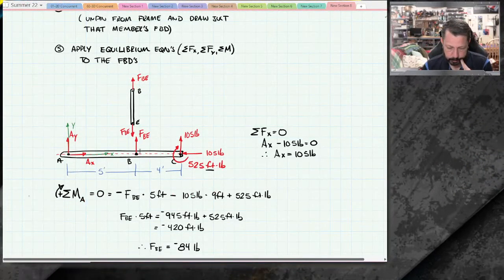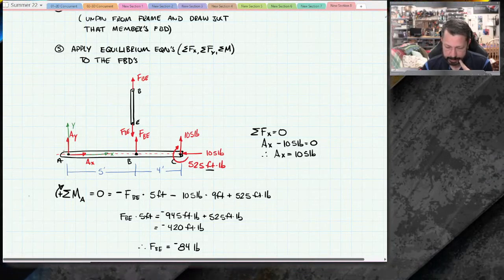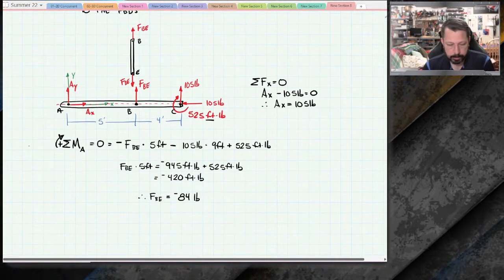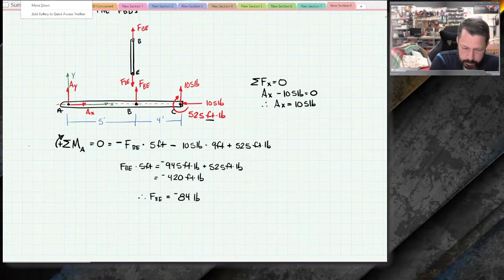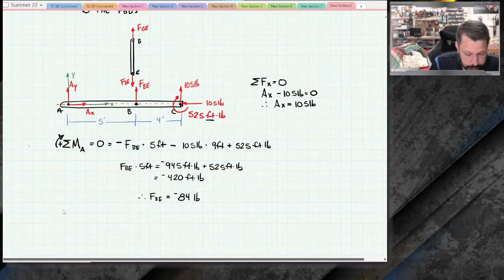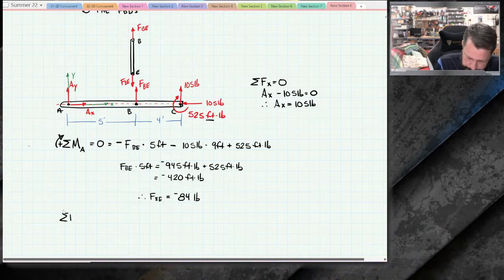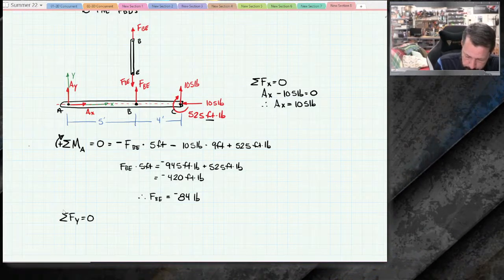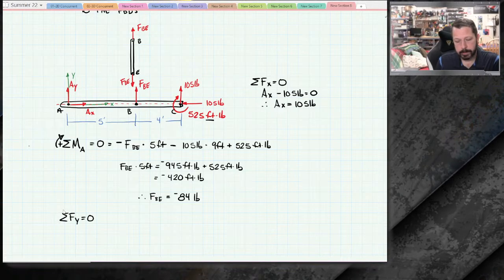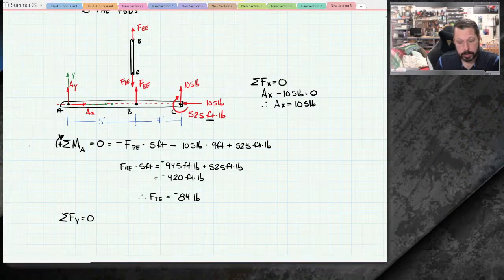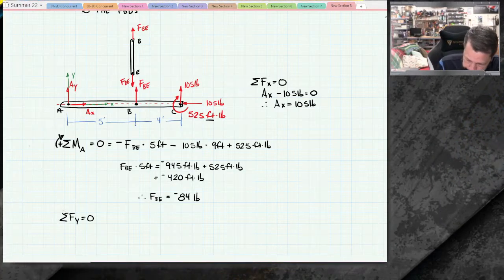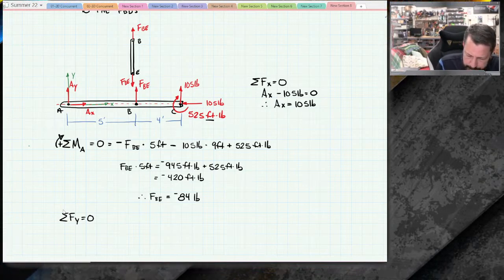We've got the force on BE. We have AX. We don't have AY. So now we could do two things. We could do summation of forces in the Y direction, which is what I am going to do. Or we could write another moment equation and do moments about BE or C. Either one. I'm just going to do Y.